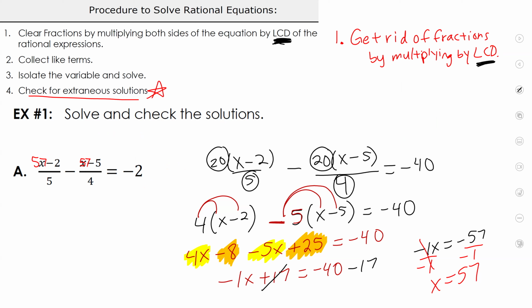So guys, think with me. What's 57 minus 2? 55, and that's over 5, minus 57 minus 5 is 52. Let's see if this equals negative 2. What's 55 divided by 5? 11. What's 52 divided by 4?